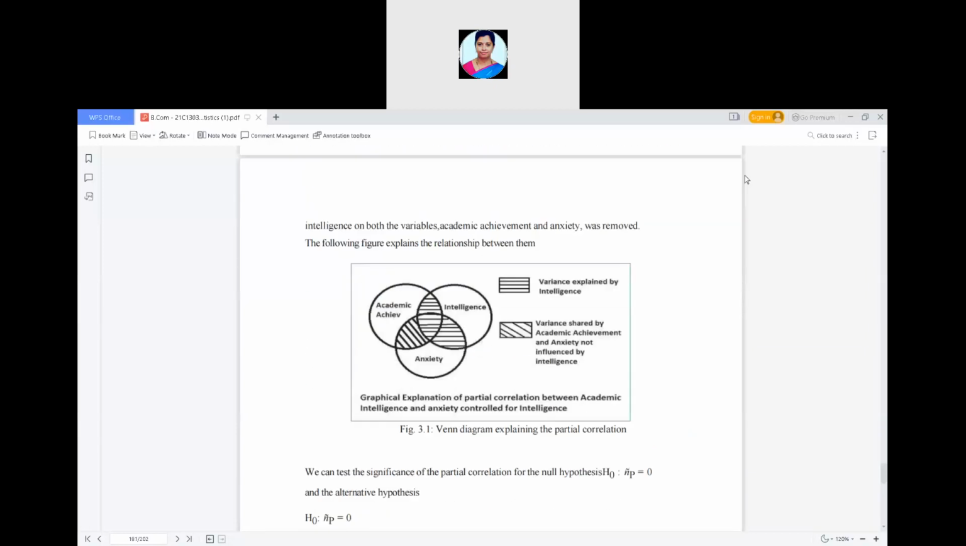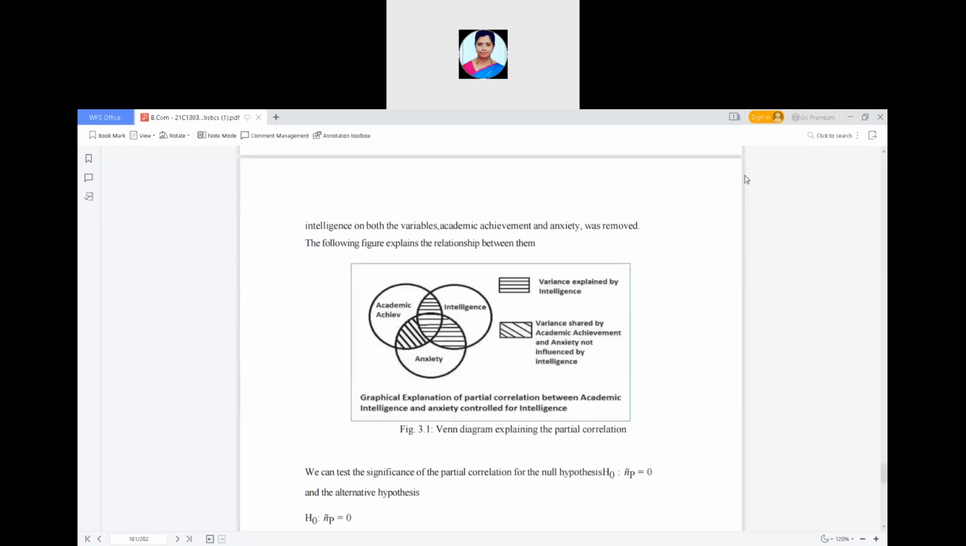In the following figure, by making use of the Venn diagram, we can express that. We have represented academic achievement, intelligence, and anxiety in the Venn diagram.